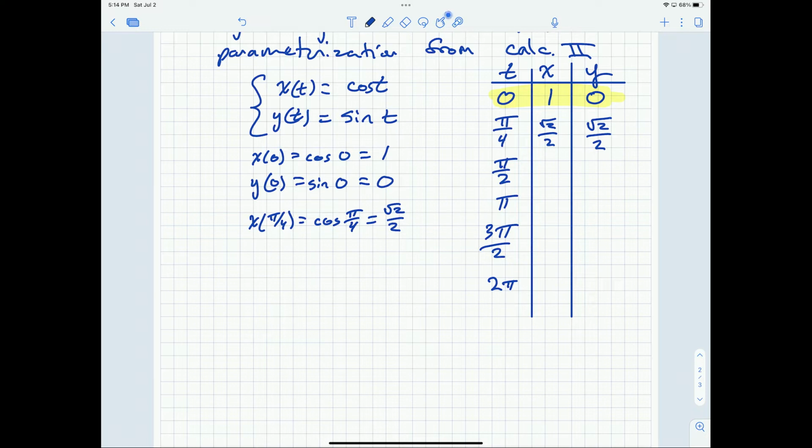If I continue this process, what I'm going to get is a 0 and 1, then I'm going to get a minus 1, 0, and then I'm going to get a 0, minus 1, and then I'm going to get a 1, 0, I think. Hold on. This should be a minus 1.